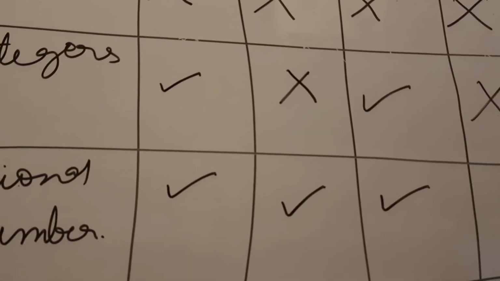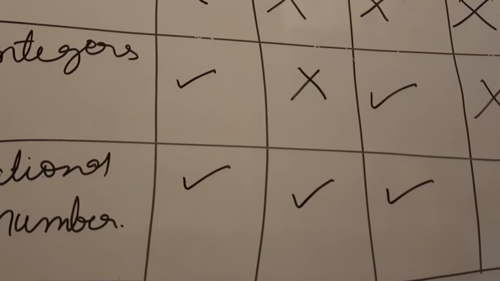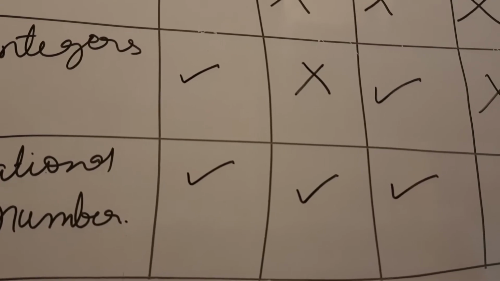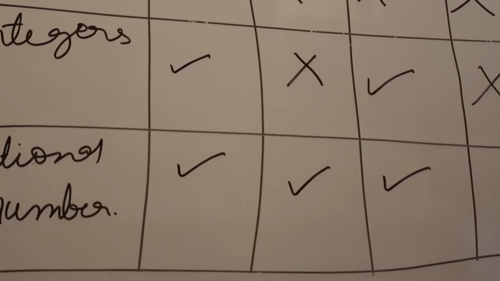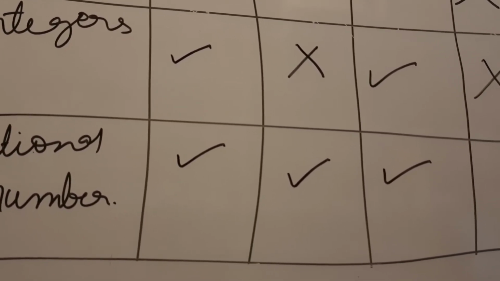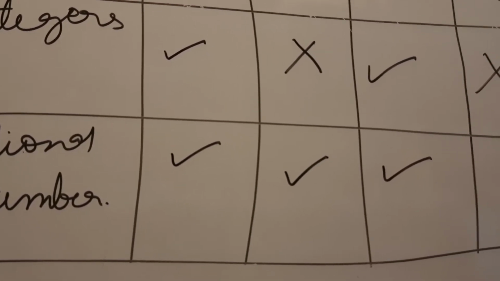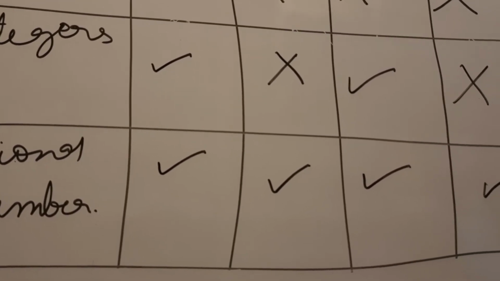One thing you must remember, children, operations on rational numbers. Rational numbers are written like fractions. Like in a fraction, we have a numerator and a denominator. So rational numbers are written like fractions using a numerator and a denominator. That is why operations on rational numbers are carried out like you carry out in a fraction.